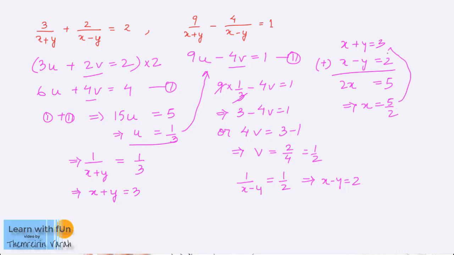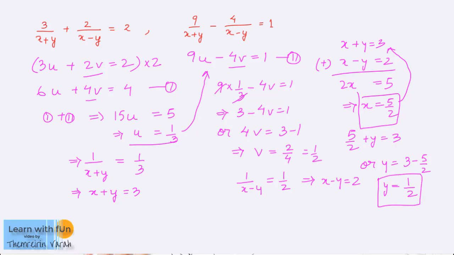Now, putting the value of x, 5 by 2, in the first equation, we get 5 by 2 plus y is equal to 3, or y equals 3 minus 5 by 2, which is 1 by 2. So x equals 5 by 2 and y equals 1 by 2 is the solution.